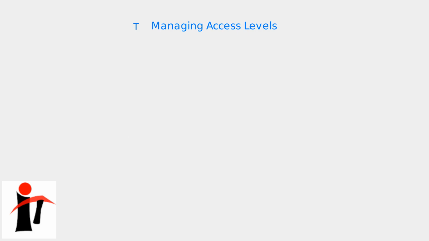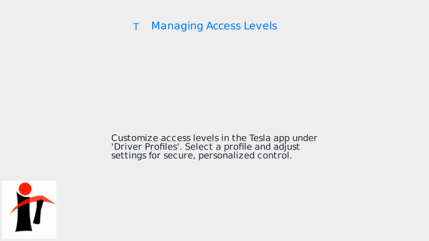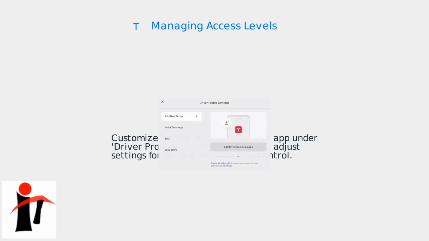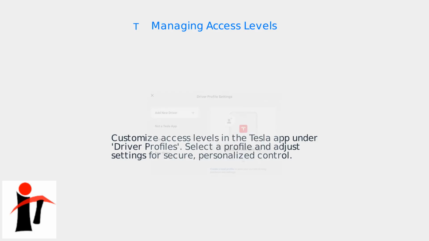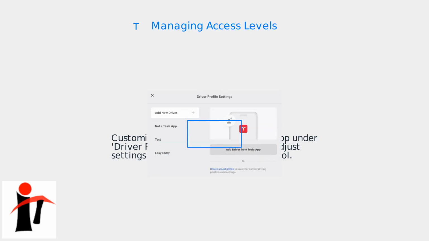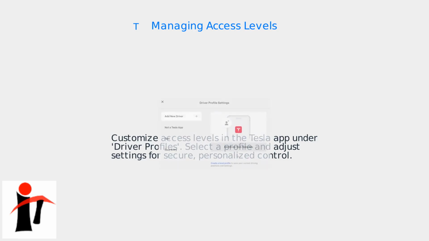You can customize these access levels in the Tesla app under the Driver Profiles section. Simply select a profile and adjust the settings. Here's how the driver profile settings look in the app, showing options to add new drivers. You can see the list of existing profiles and how to manage them. And here's the customization interface for adjusting access levels.